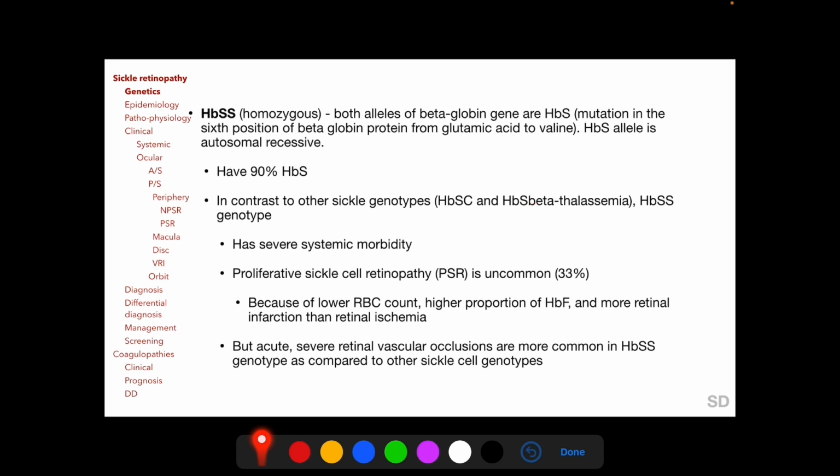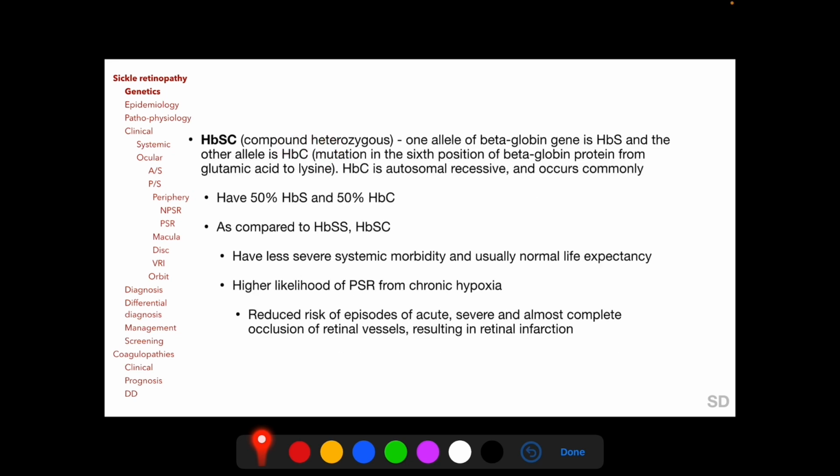In the compound heterozygous HBSC genotype, one allele of the beta globin gene is HBS and the other allele is HBC, which has a mutation in the same position of the beta globin protein but from glutamic acid to lysine. The HBC allele is autosomal recessive like the HBS allele and occurs commonly in the general population. In patients with HBSC genotype, 50% of total hemoglobin is HBS and the remaining 50% is HBC.